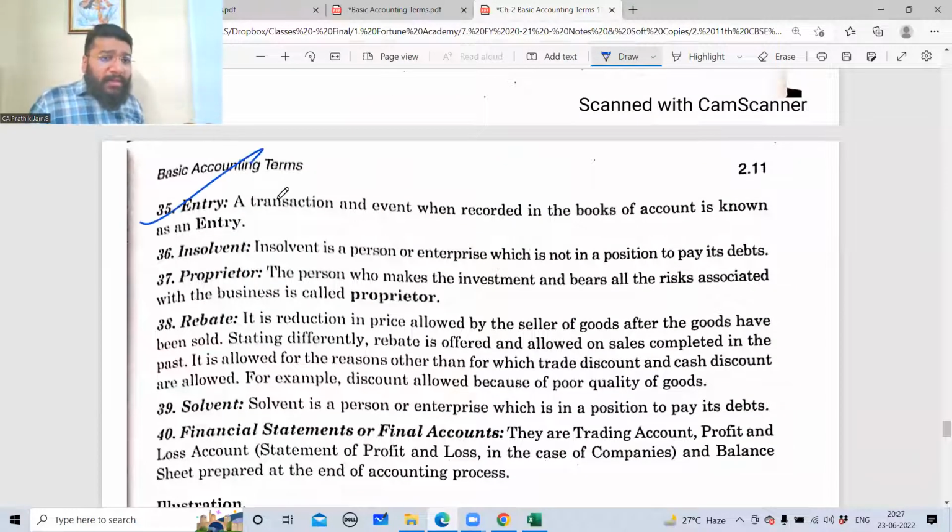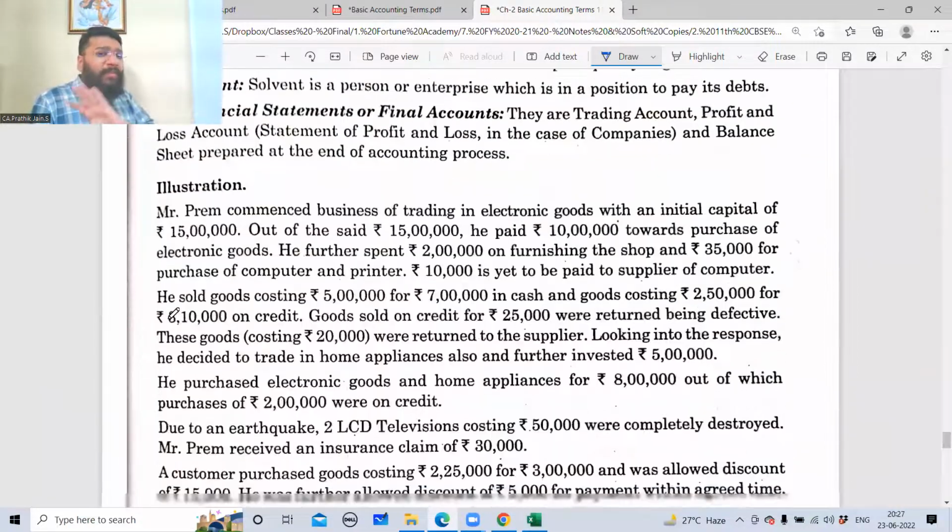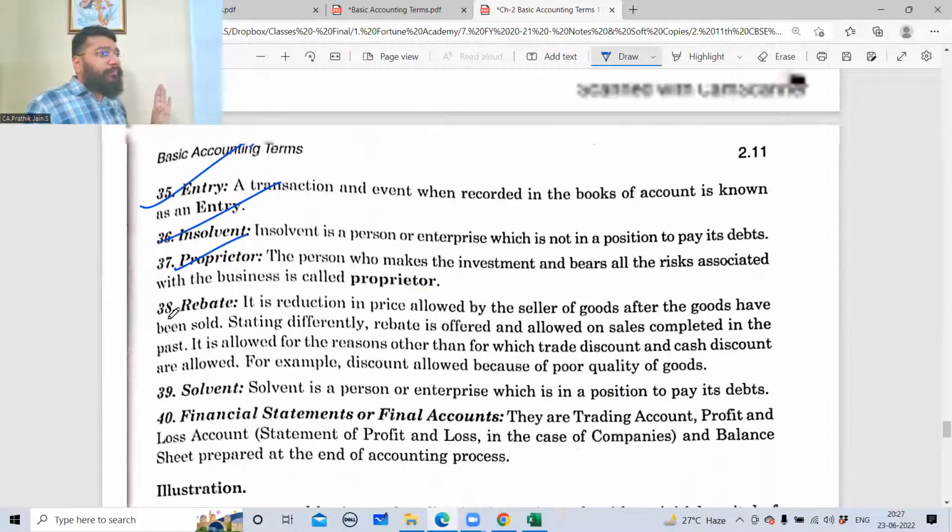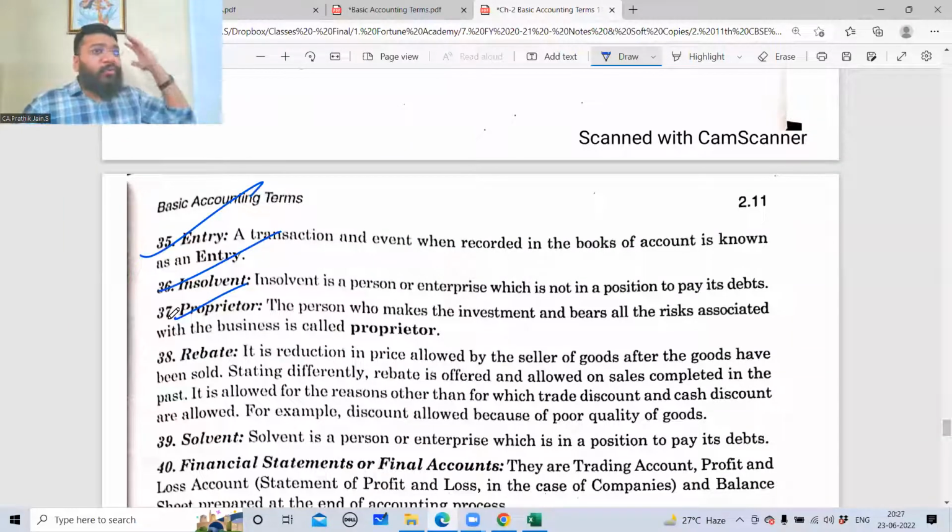So many terms, like entry, insolvent, proprietor, all this will come in future. Everything will get covered, guys. Don't worry. If I overload too much now, everything will go over your head. So as of now, we'll keep it very simple.